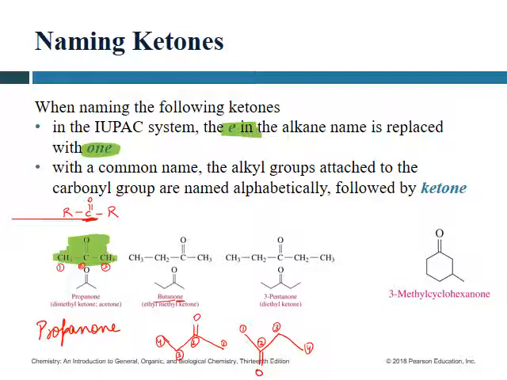What matters is that you should know this is the number. If the name didn't give you a number, it has to be the smallest number possible, which is 2 in the case of ketones. Ketones can never have 1.